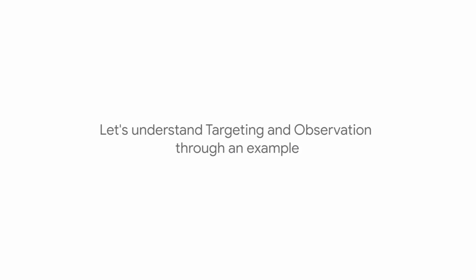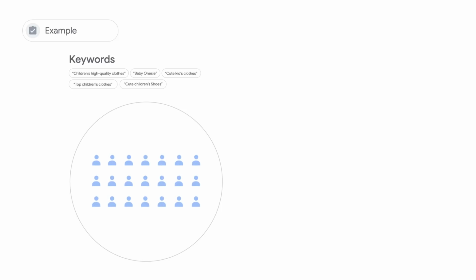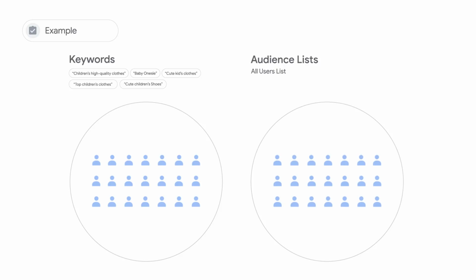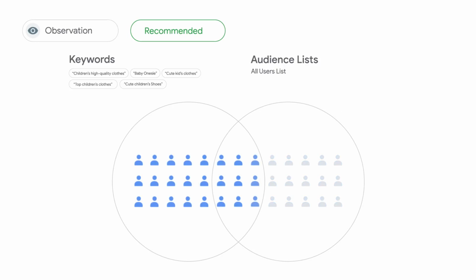Let's understand targeting and observation through an example. You sell children's clothes and target potential customers through keywords like children's high-quality clothes. You'd like to engage all potential customers who have visited your website, so decide to add the All Users audience list to your search campaign. If you select Observation when applying the All Users list, your ads will continue to show to users who search for your keywords. You'll be able to monitor if any of the users search for your keywords and are on your All Users list. Note that the observation setting does not restrict the reach of your campaign, but lets you observe the performance of the All Users list.